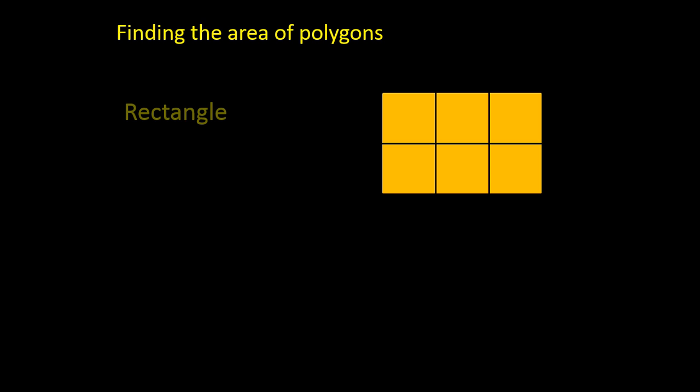So if we're trying to find the area of a polygon, what we're really looking at is how many square units can we fit inside the shape. And for a rectangle, finding that's fairly simple. If we know the length of the base of the rectangle and the height of the rectangle, all we have to do is multiply the base times the height. You may remember that area formula as length times width, and that certainly works as well.